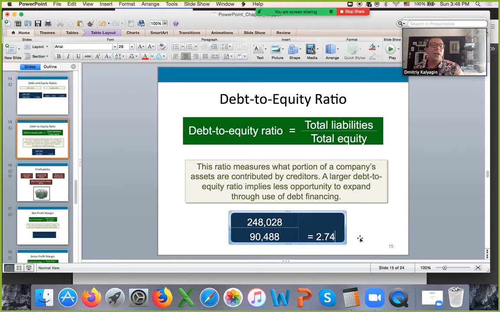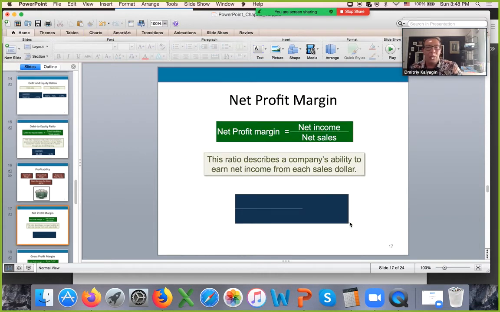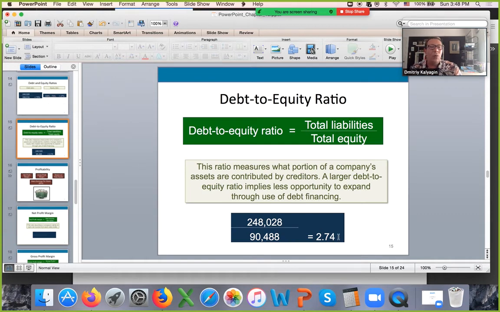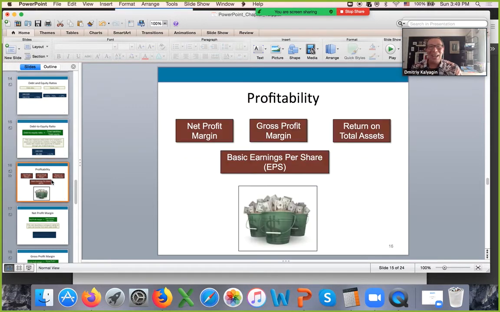I want this ratio to be low. If it's below 1, it's good. We have less debt than equity. If it's above 1, not good. We're way above 1. So for every dollar of equity, the company has $2.74 of debt, of liability. Very high portion of liability. All right, I hope it makes sense.